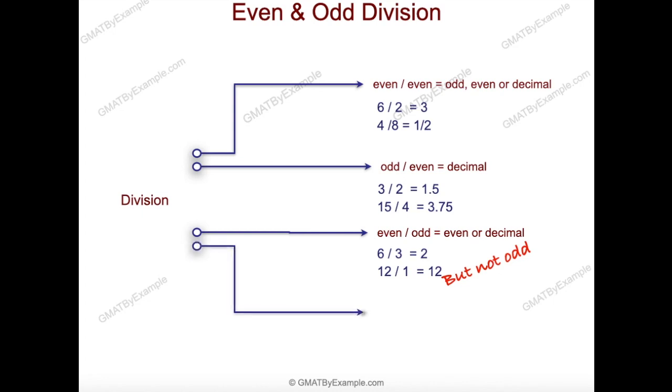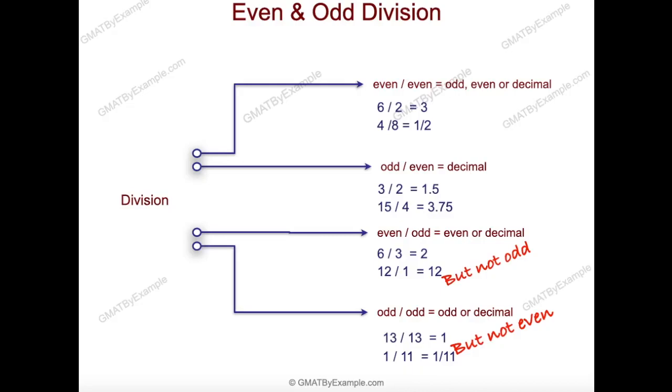And finally, when you divide an odd number by an odd number, you can get an odd number or a decimal, but never an even number. For example, 13 divided by 13 is 1, another odd number, or 1 divided by 11 is actually a decimal number. Okay, so we have one other operation left.